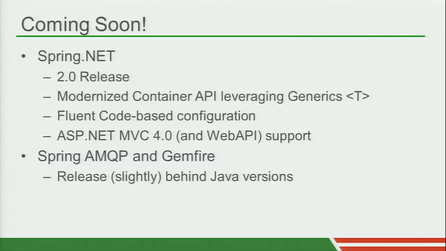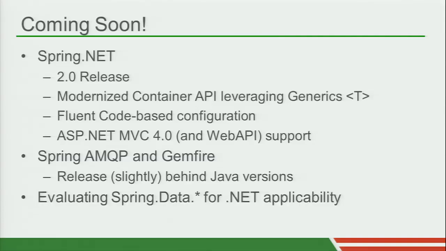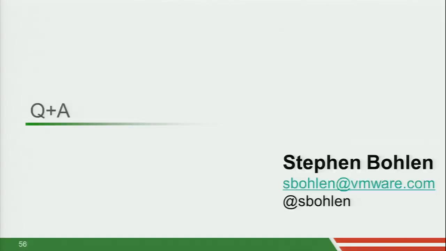Where are we with Spring AMQP and Gemfire for .NET? We are slightly behind the Java versions in our release train, but we are catching up. And we are presently in the process of carefully evaluating the Spring Data projects for those that might have applicability to the .NET space, right? A lot of what's going on in the Spring Data projects in terms of support for non-relational data stores, whether it's Neo4j or MongoDB, these kinds of things, there's probably a fair amount of that stuff that has validity in the .NET stack as well, and so we're evaluating those projects to decide what to bring over and sort of when as well. And that's the end, so I am done.